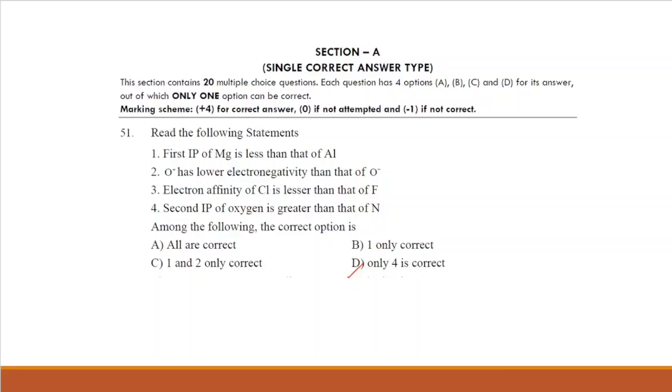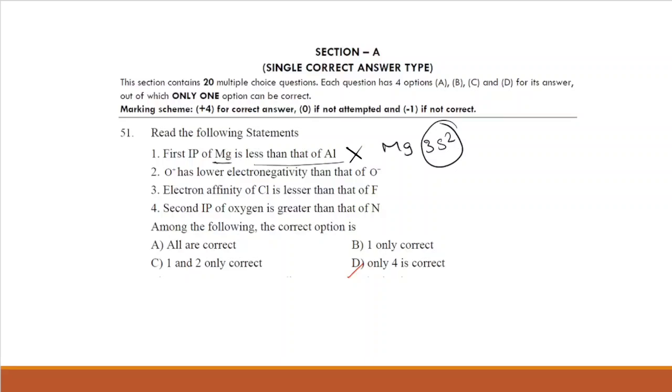Read the following statements. They have given 4 statements and are asking us to select the correct option. So let's check one by one. If we consider the first, the IP of magnesium is less than that of aluminum. Magnesium has a 3s2 configuration, which is a stable configuration and hence requires more ionization potential in order to remove the electron, but they have given it is less. So it's not correct. The first one is wrong.